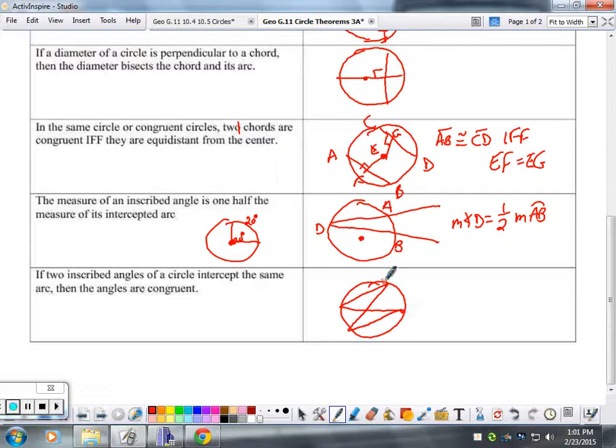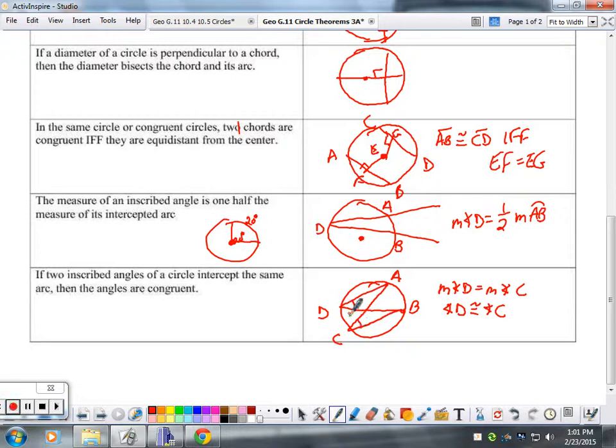And let's see, what should I call that? I will call them A, B, C, D. Now this theorem says that the measure of angle D is going to equal the measure of angle C, or you can write it as angle D is congruent to angle C. Either way, this one and this one.